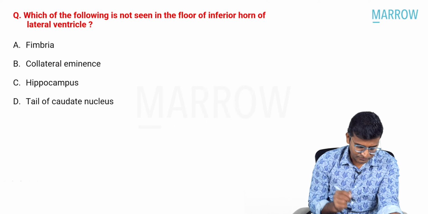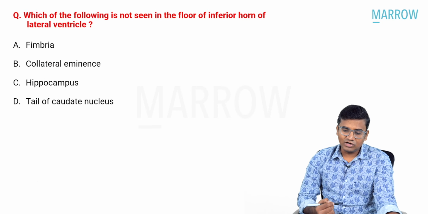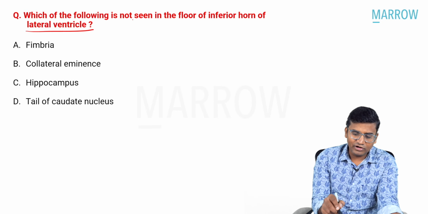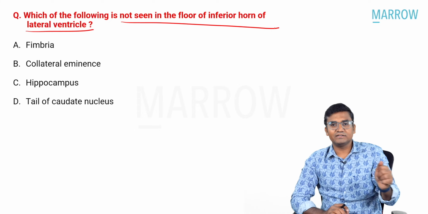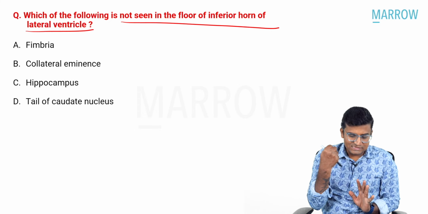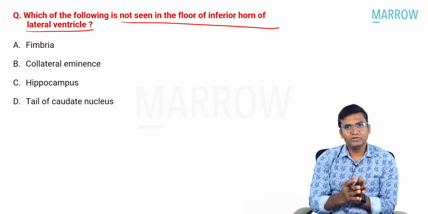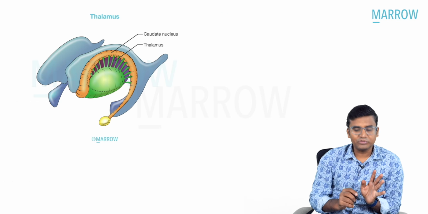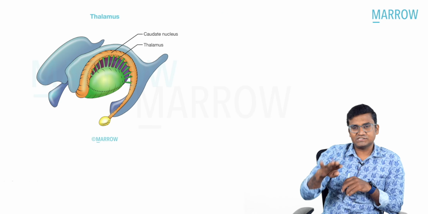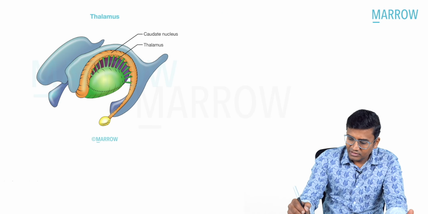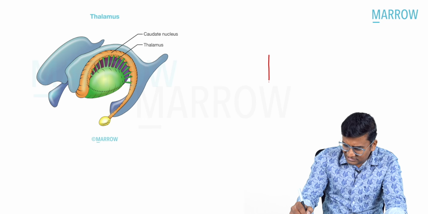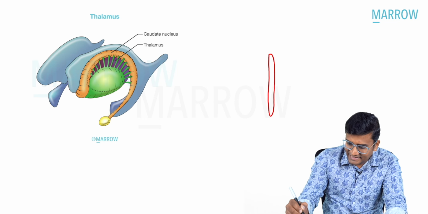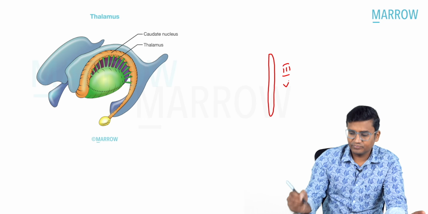That's all. Now, which of the following is not seen in the floor of inferior horn of the lateral ventricle? Again, they are asking a very basic question only. It is not very tough. See, in the section of brain, I told you, in the coronal section or cut section, you have to remember certain basic points. Now, third ventricle, it is the midline cavity. I hope you know that.